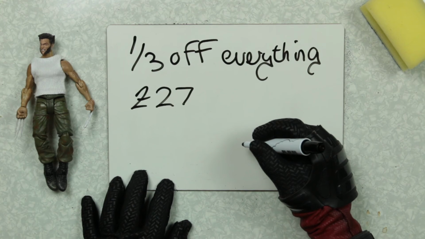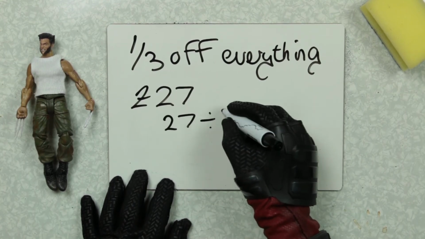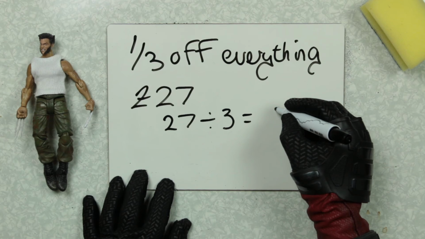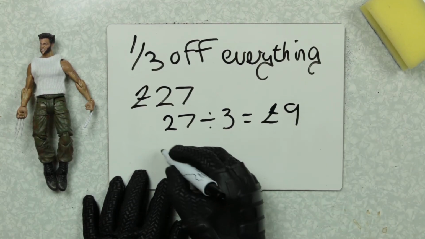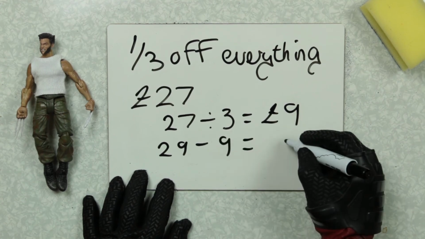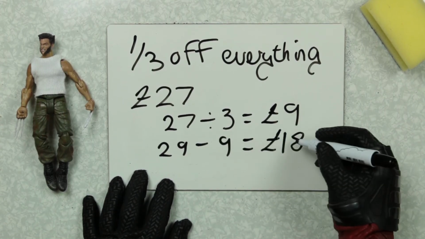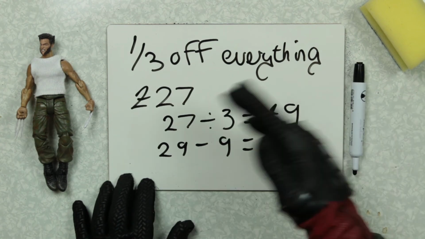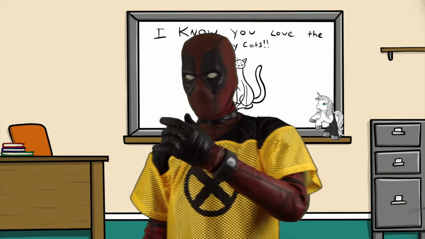Okay, shall we do it? So, 27 divided by 3 equals £9. We have to take that off, so 27 minus the 9 equals £18. Okay? So fractions can help us take money off. Go practice.